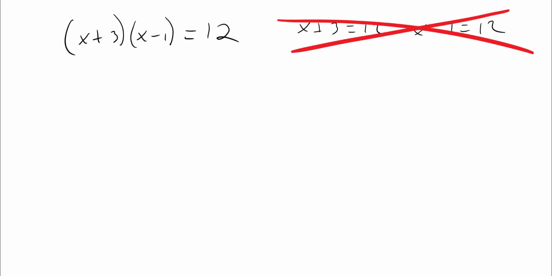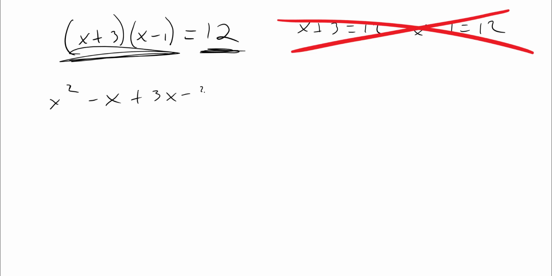Okay? So the deal is you have to do one more step than we did before. I've got to FOIL this out. Basically, you need to break it up. If it's equal to a number like this, you've got to break this up first. So I'm going to FOIL it. X times x is x squared. Outer is minus x. Inner is plus 3x. And last is minus 3 equals 12.